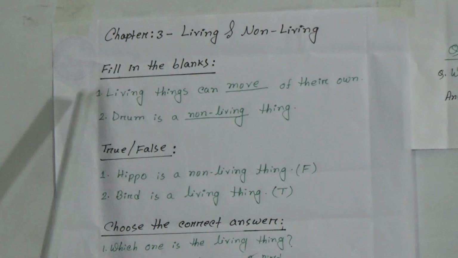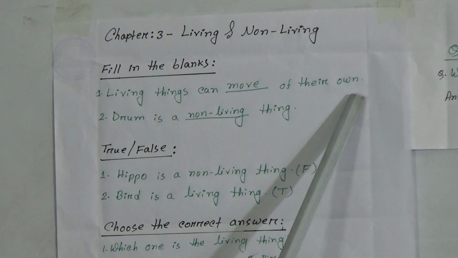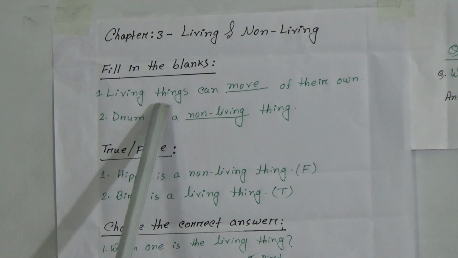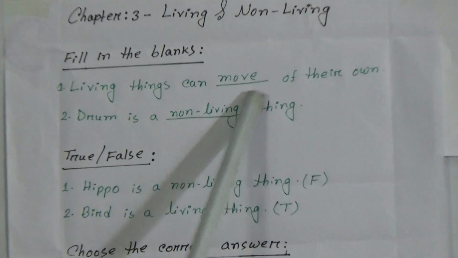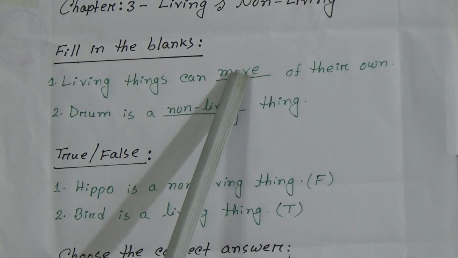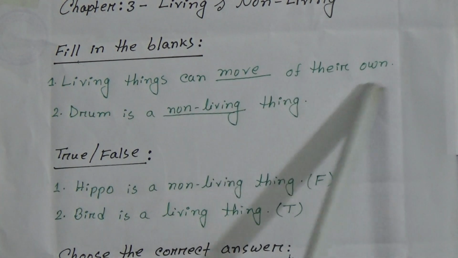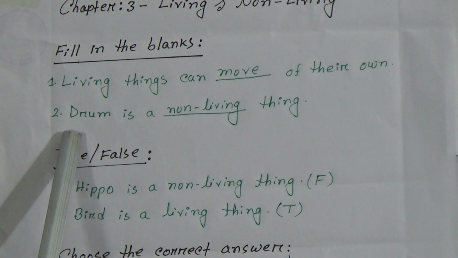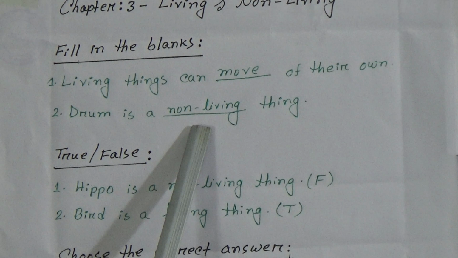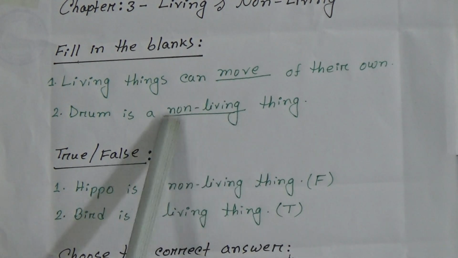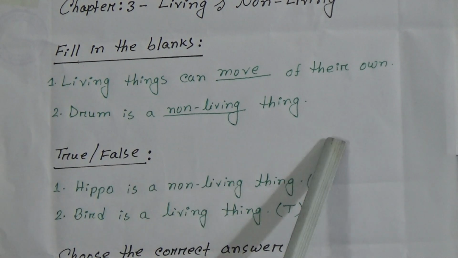Fill in the blanks. Number 1, living things can dash of their own. I repeat, living things can dash of their own. Here, move. The fill in the blanks answer is move. That means living things can move of their own. Number 2, drum is a dash thing. Answer, non-living. I repeat, drum is a non-living thing.